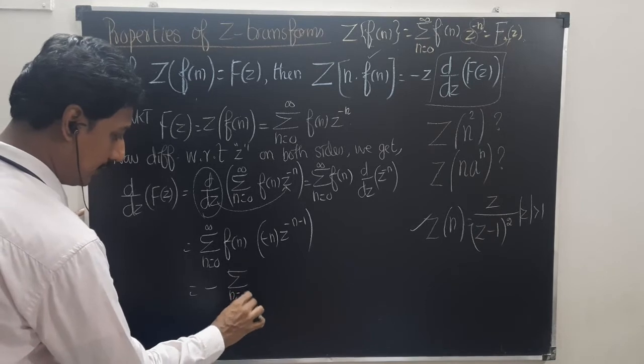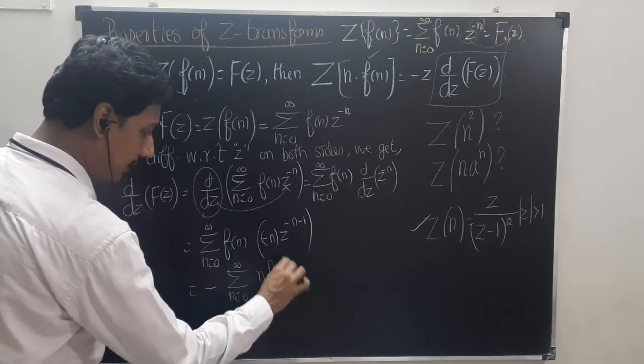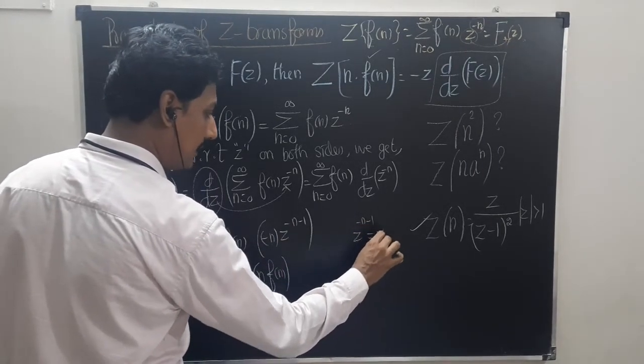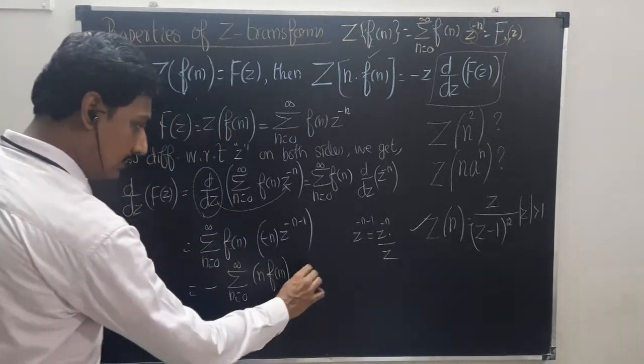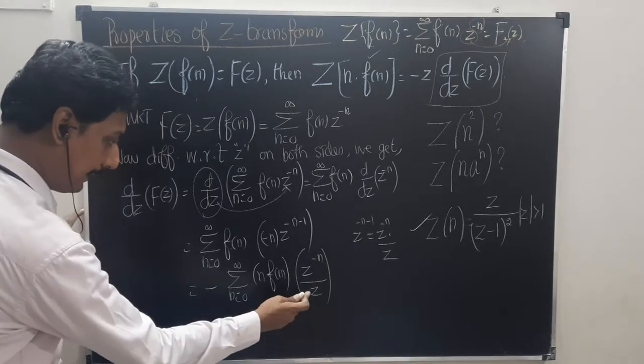Now this can be written as: minus taken outside, sigma n equal to 0 to infinity, combine this n along with the f of n, so n into f of n. And this z power minus n minus 1 can be written as z power minus n into 1 by z. So this is z power minus n by z. Now this z can be multiplied to the other side.